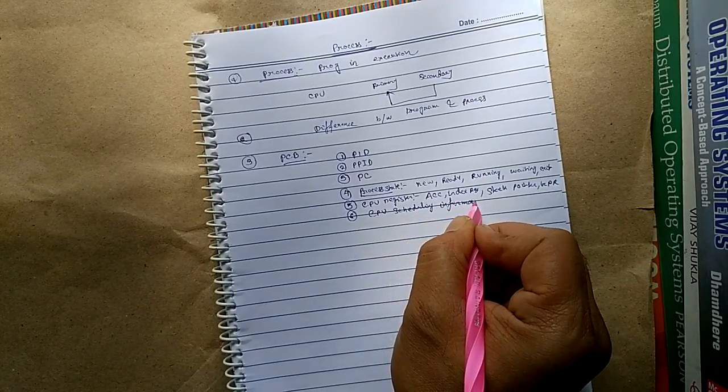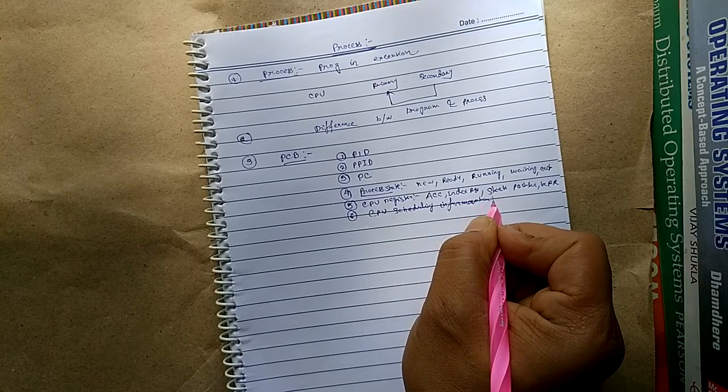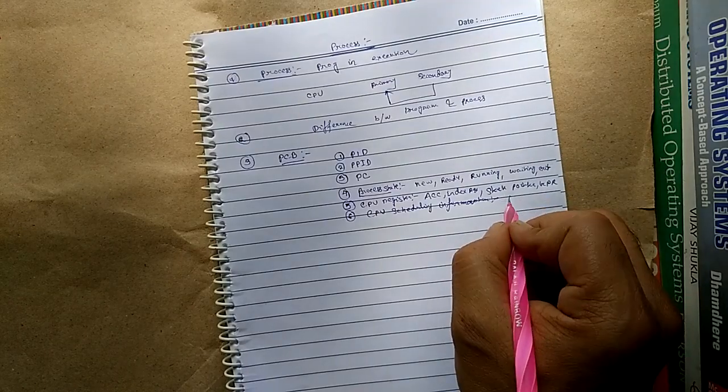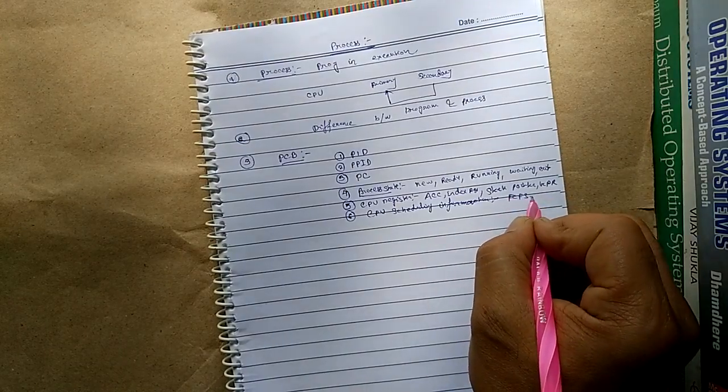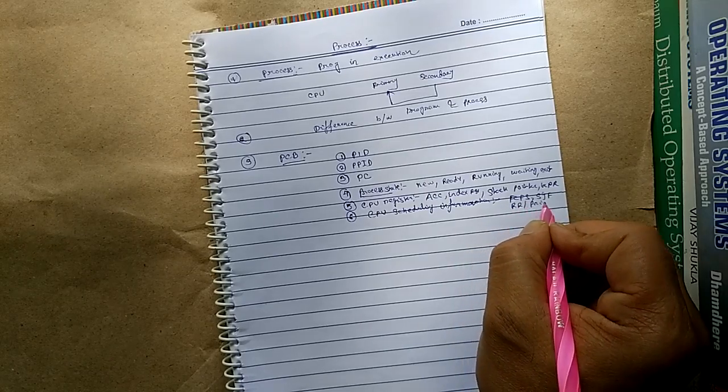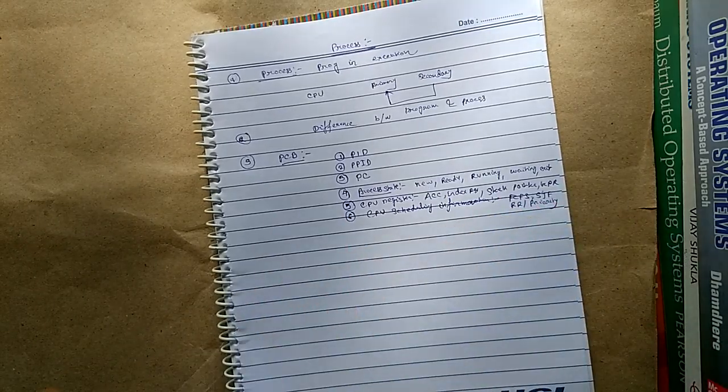Next, it will contain CPU scheduling information. CPU scheduling information means whether the process will run by FCFS or SJF or round robin or priority. Which scheduling algorithm the CPU will follow, that we get from the CPU scheduling information.